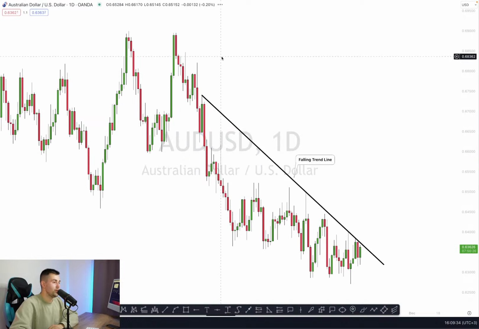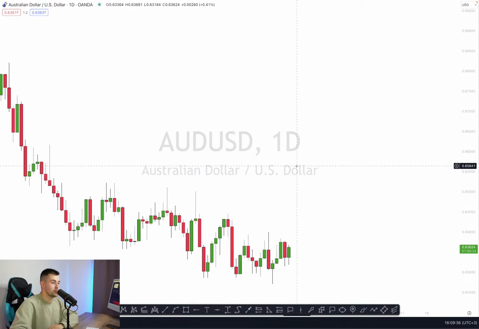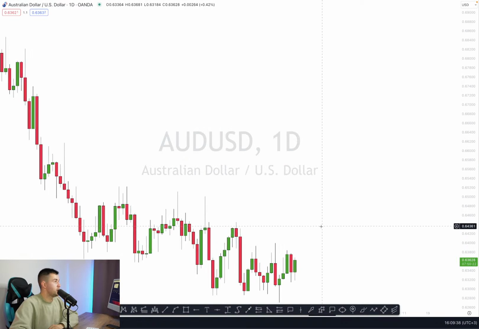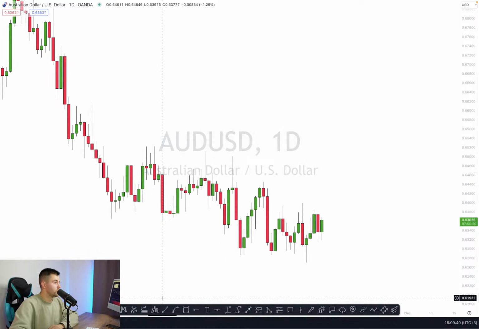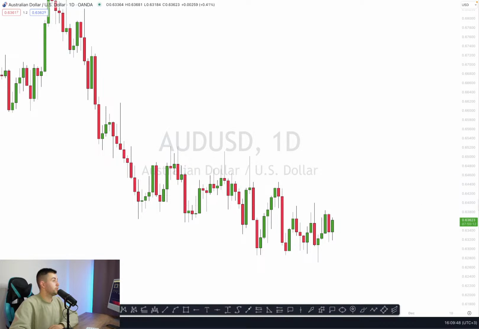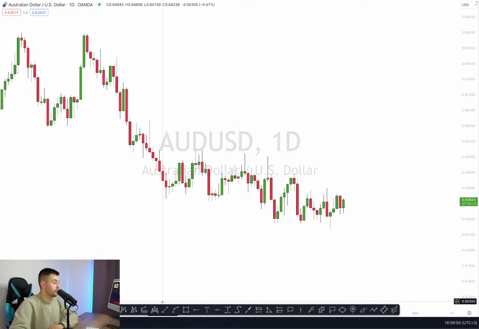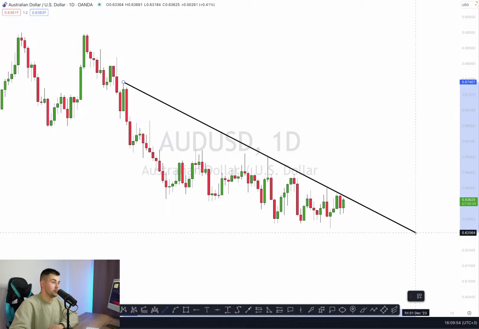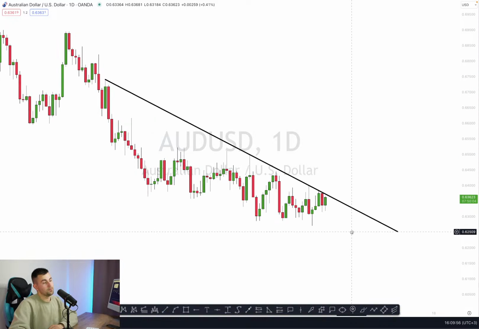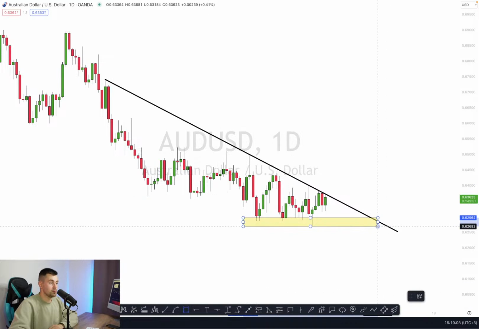By the way, with my students, we caught a very nice short on Aussie dollar pair earlier. And what we see on Aussie dollar now, I saw here a very nice falling trend line. Let's take that high, draw a trend line. Yeah, we have a very nice and strong falling trend line, respected many times, and we also have a very strong horizontal support right here.